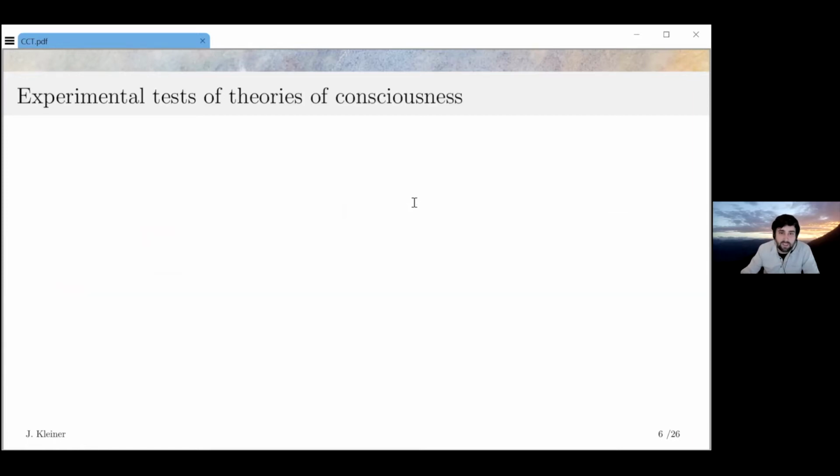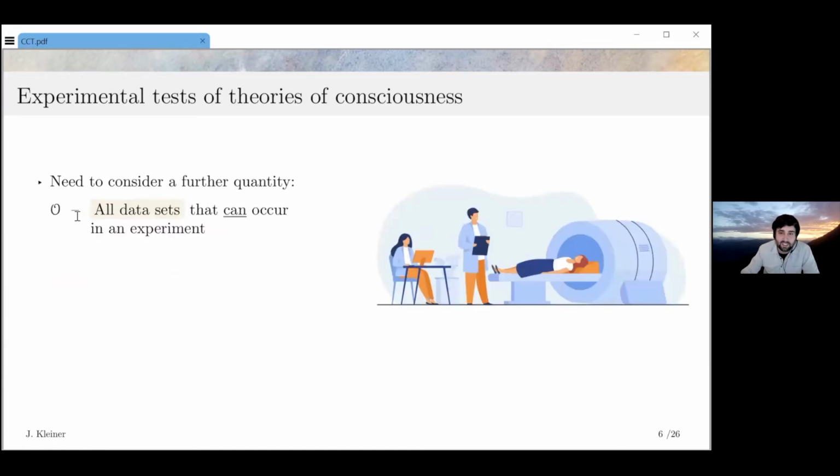Okay, so let's just look at, what do we do with these kind of theories, which I've just introduced? Well, we test them. And in order to describe formally what it means to test a theory like this, we need to introduce an additional quantity, and that's curly O. And curly O is a set, and it contains all data sets that can occur in an experiment under consideration. So it's a set of data sets or a class of sets, if you like, right? So here's a picture which illustrates this. Let's assume we're testing IIT, and let's assume we're using fMRI or something. So we'd have the patient here.